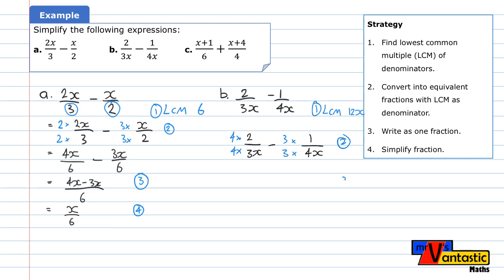So now we just want to rewrite these, convert them. So 4 times 2 is 8 over 12x, which is our common multiple, minus 3 over 12x. Because they now both have the same denominator, we can write this as a single fraction of 8 minus 3 over 12x. And we can simplify that by simplifying the numerator. So 8 minus 3 is 5 over 12x.